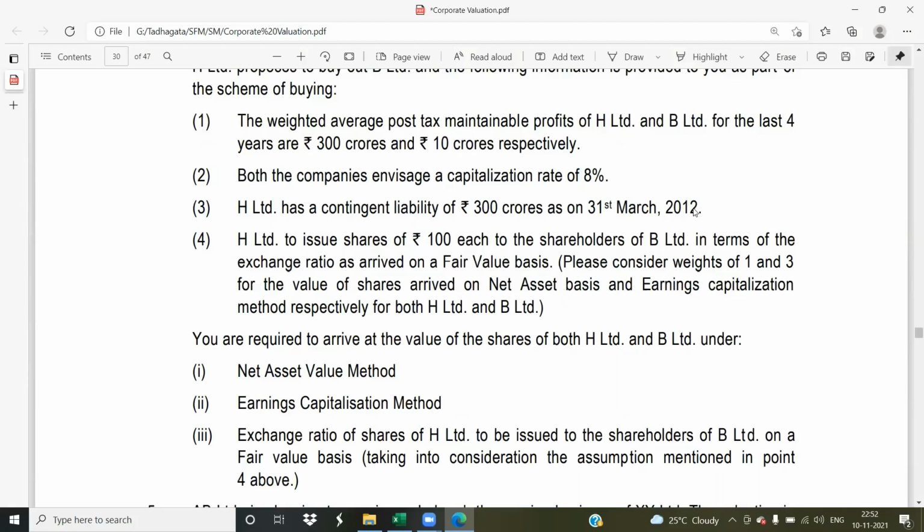Weighted average post-tax maintainable profits of both the companies for the last years are 300 crores and 10 crores respectively. Both the companies envisage a capitalization rate of 8%. H Limited has a contingent liability of 300 crores, and H Limited is to issue shares of 100 each to shareholders of B Limited in terms of the exchange ratio as arrived on a fair value basis. For this, we need to consider weights of 1 and 3 for net asset basis and earnings capitalization method. Okay.